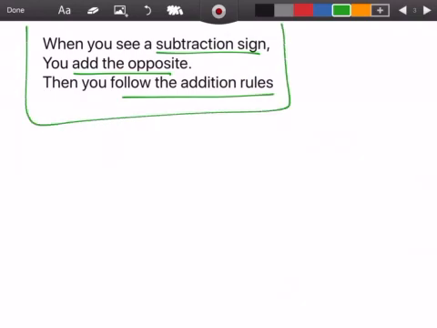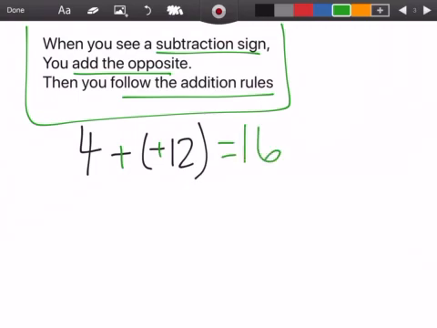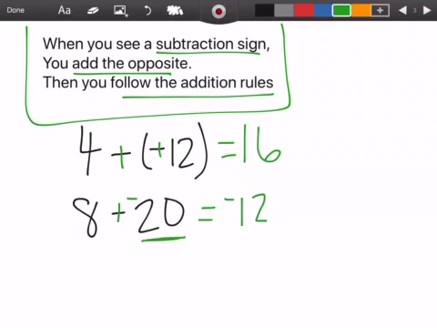All right, let's do some examples without the counters. If I have 4 minus a negative 12, I'm going to change this to 4 plus a positive 12. Add the opposite. 4 plus 12 equals 16. What about 8 minus 20? Okay, I'm starting with less than what I want to take away. So I'm going to change this to adding a negative 20. All right, my signs are different. I'm going to subtract. 20 minus 8 is 12. And I'm going to put a negative sign because there's more negatives than there are positives.